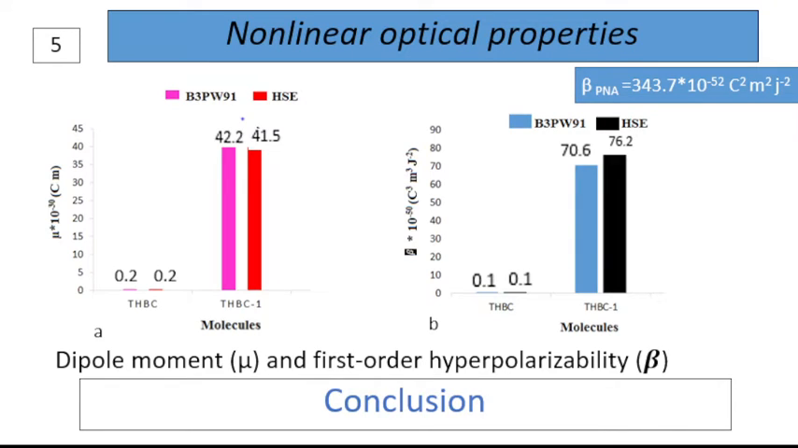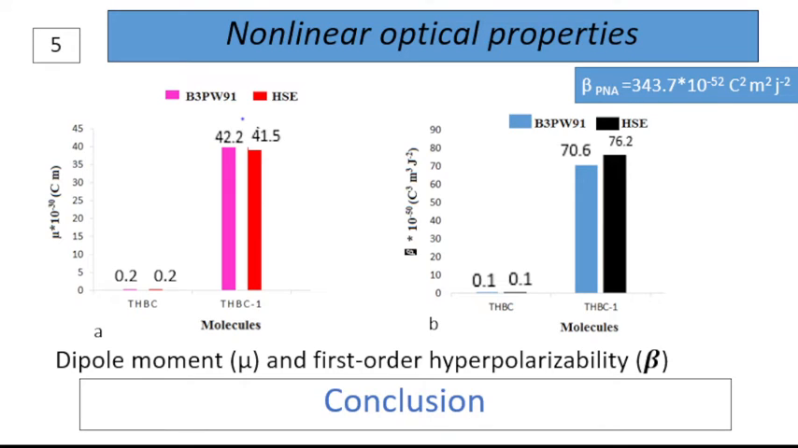This was quite predictable because the addition of a single potassium atom made this molecule non-centrosymmetric compared to THBC, which is centrosymmetric. This allows us to say that the charges in the molecule are inequitably distributed, which is a favorable point to obtain a higher value of the first order hyperpolarizability. Figure B thus highlights the first order hyperpolarizability value of the studied molecules.